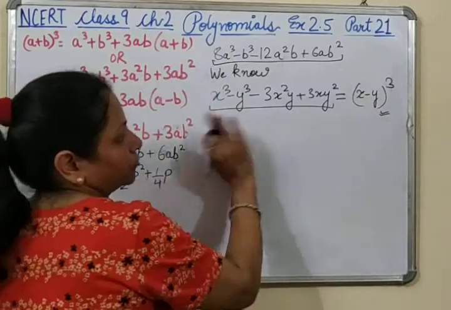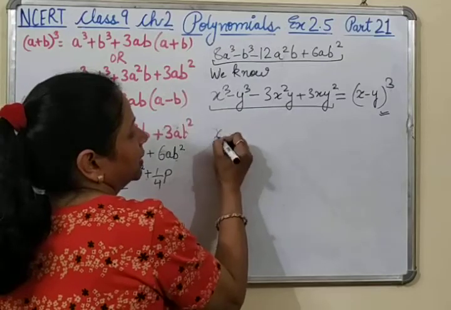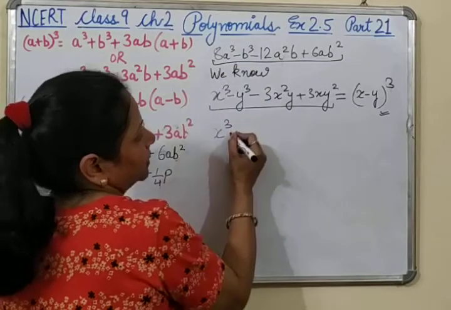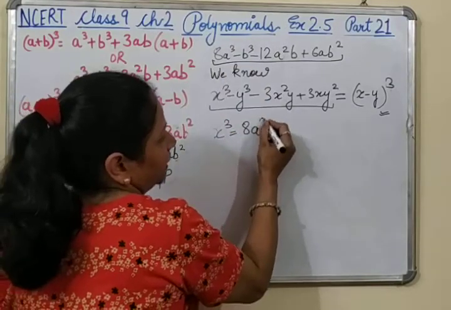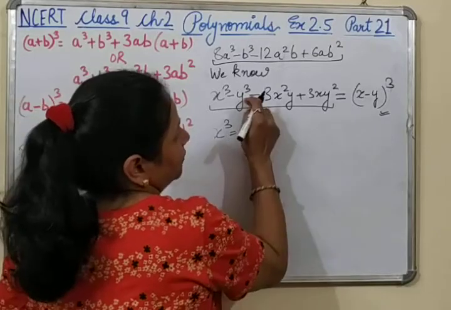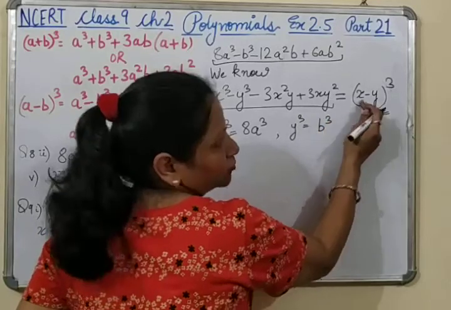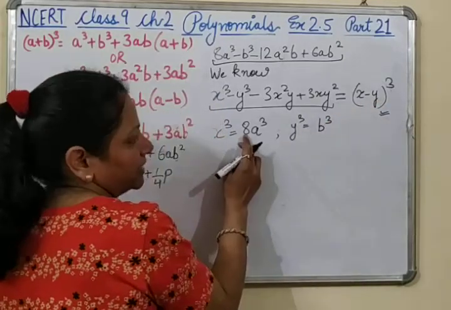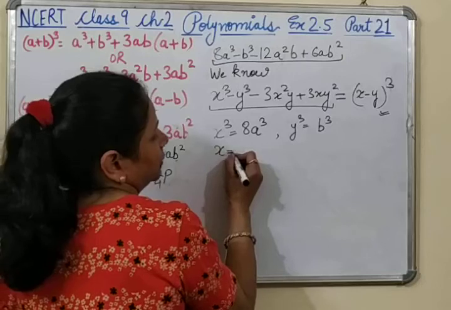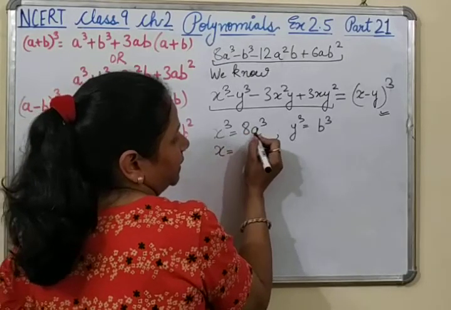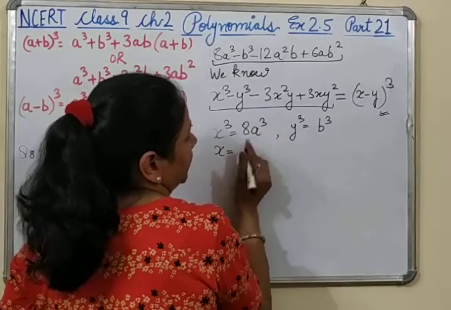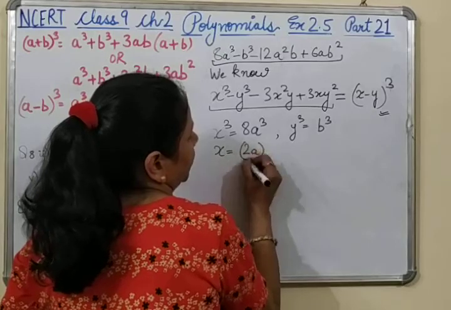ठीक है? अब x और y निकालते हैं. x क्यूब. यहाँ पर x क्यूब है. यहाँ पर x क्यूब कितना है? 8a क्यूब. यहाँ पर y क्यूब, और यहाँ पर y क्यूब कितना है? हमें सिर्फ x और y तो चाहिए ना. x क्यूब is 8a cube, तो खाली x कितना होगा? हम x क्यूब 8a क्यूब को, can I write it this way also, 2a whole cube.